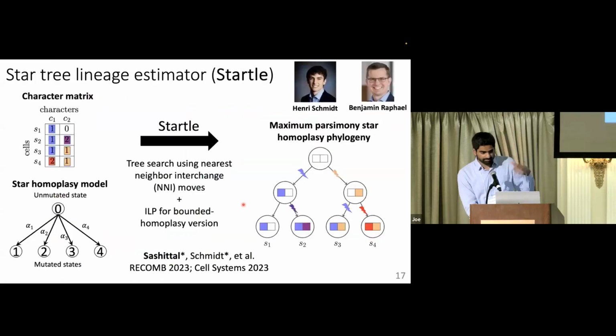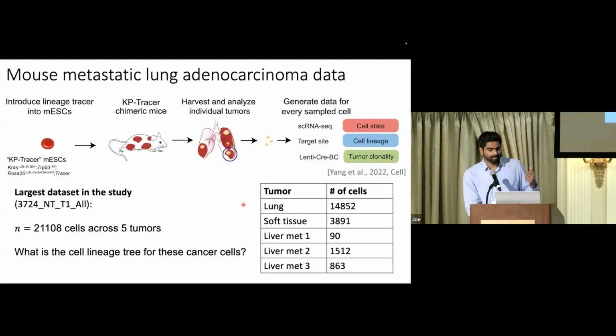All right, so we have this approach to do tree search and try to build the cell lineage tree from the lineage tracing data. Let's look at what we can do on real data using this kind of approach. Here I'm going to talk about some data from a recent paper on mouse metastatic lung cancer. They had a mouse model where you can introduce lineage tracing barcodes, and they were studying cancer in these mice.